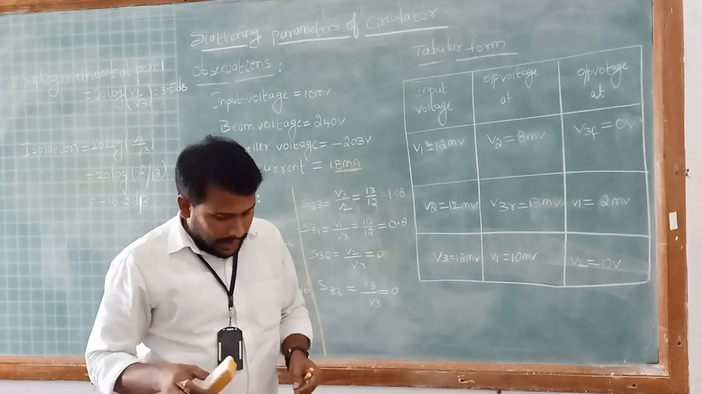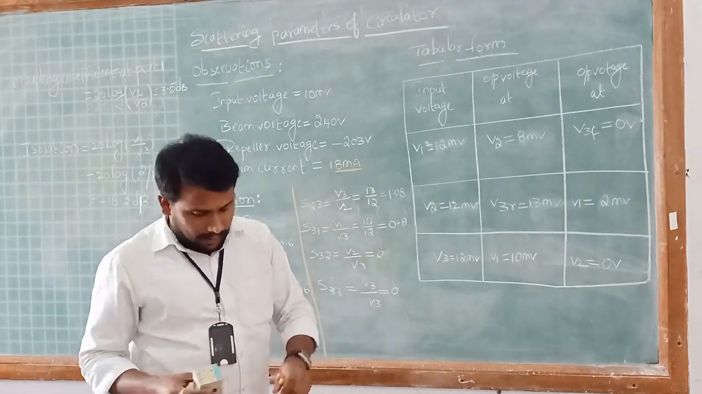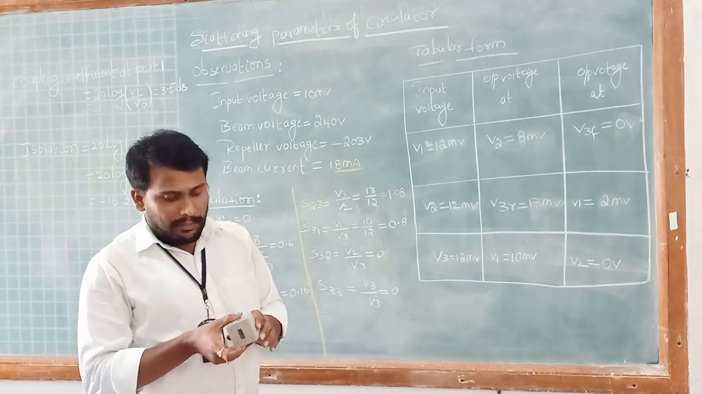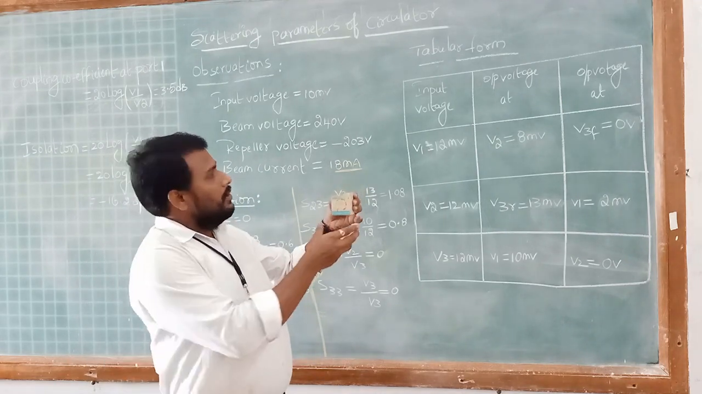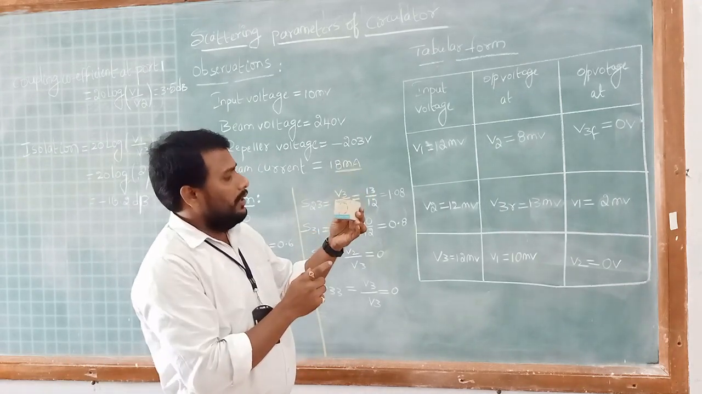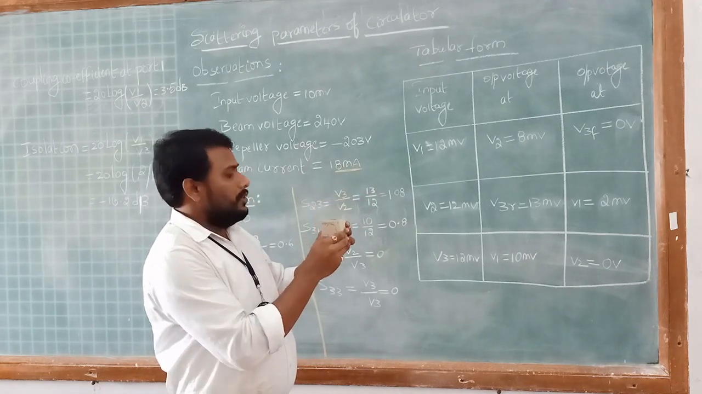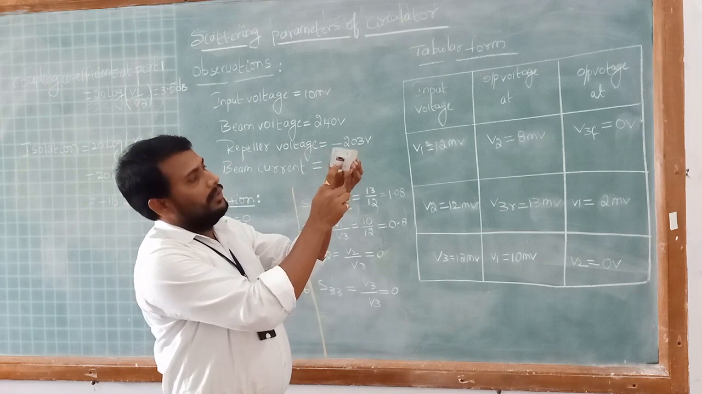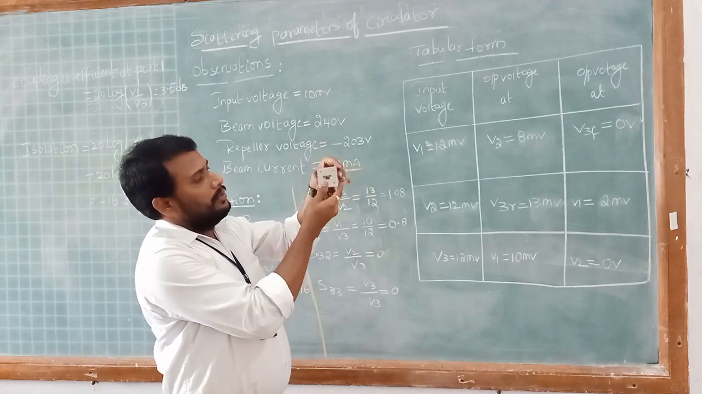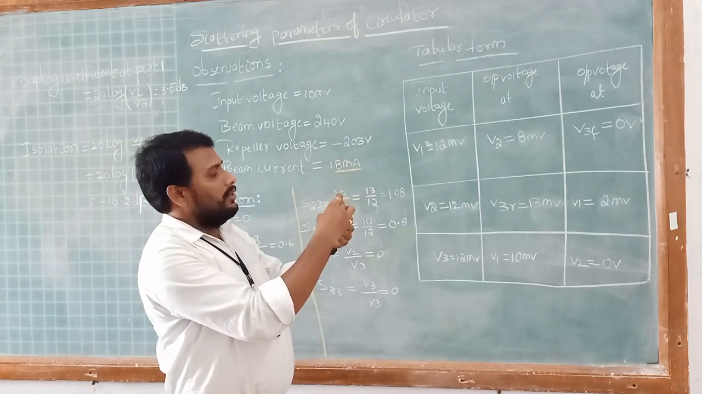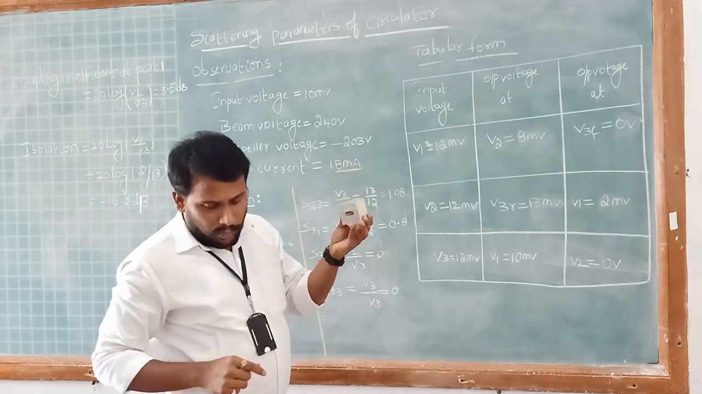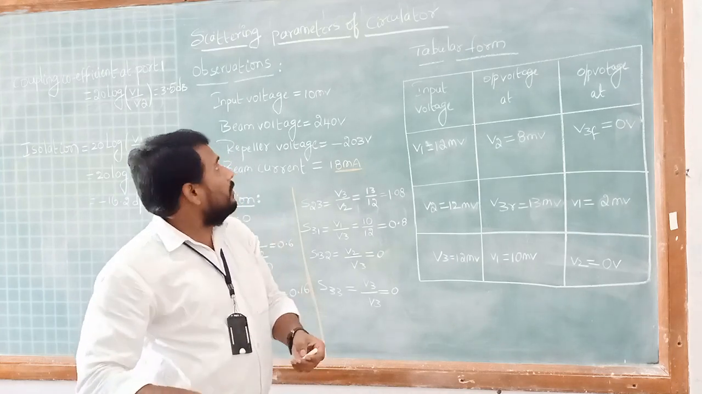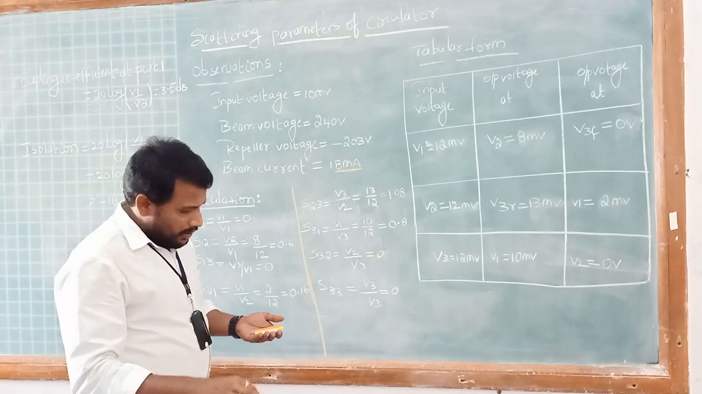Let's see the calculation part of the circulator. We have already seen the circulator in the laboratory, but again I am showing you. See, this is a T circulator. It has 1, 2, 3 ports. So a T circulator has 3 ports. Let me explain the calculation part of the scattering parameters of a circulator.